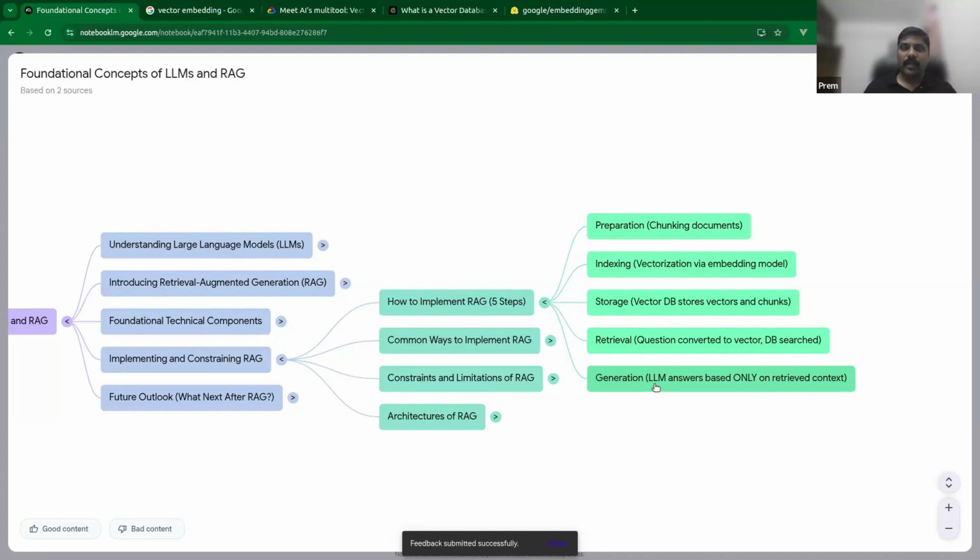So you have retrieved data. After retrieving, you have augmented the data by adding it to your prompt or question, and then you are generating the response. This is retrieval augmented generation. That's it. Questions?